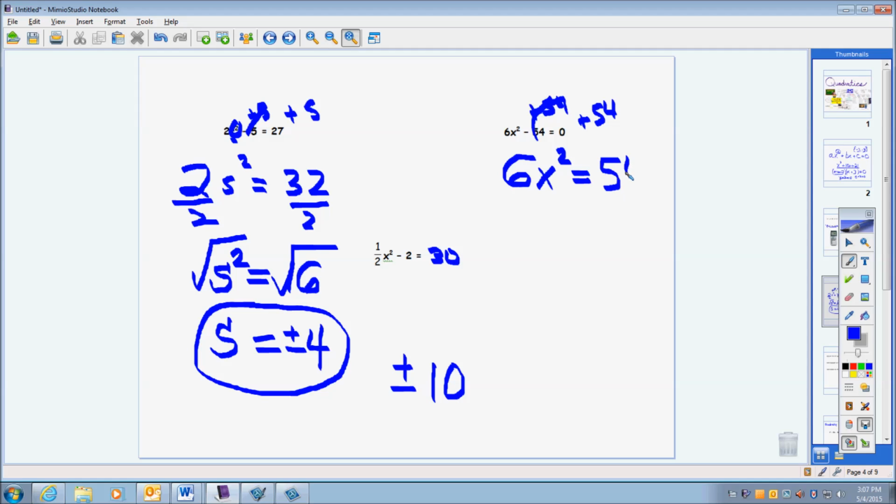Now, neither one of these are perfect squares, but that's okay. I'm going to divide both sides by 6. Got to get rid of the 6. So you want x squared by itself. So x squared equals 9. Now, x is going to take on two answers. Don't divide it by 2. Take the square root. So x is going to be 3, obviously, because 3 times 3 is 9. But it's not just going to be 3, it's also going to be negative 3, because negative 3 times negative 3 is also positive 9.